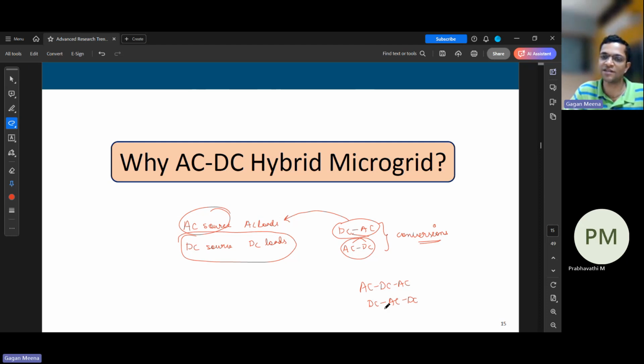Because the existing grid is AC, we need to convert the solar PV, which is DC, and to supply DC loads again we need to convert the existing AC into DC. Similarly, here we convert AC into DC, then again DC into AC. Is there an example for this? AC to DC and DC to AC?